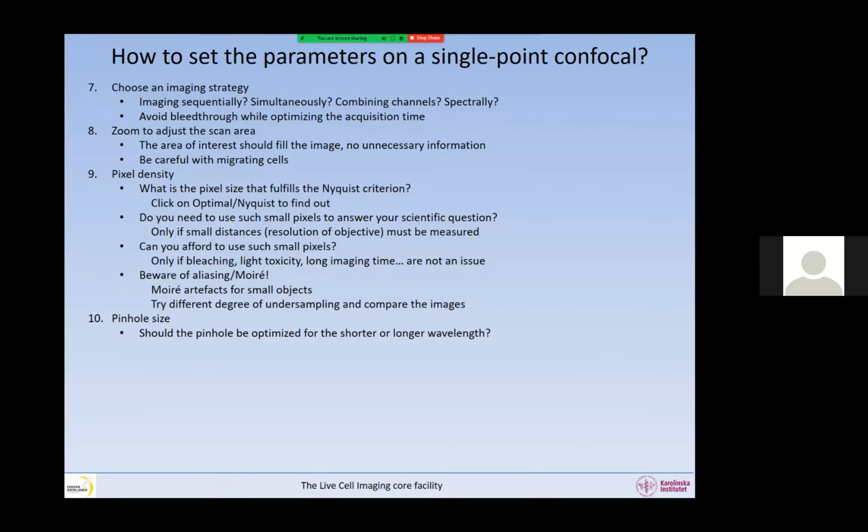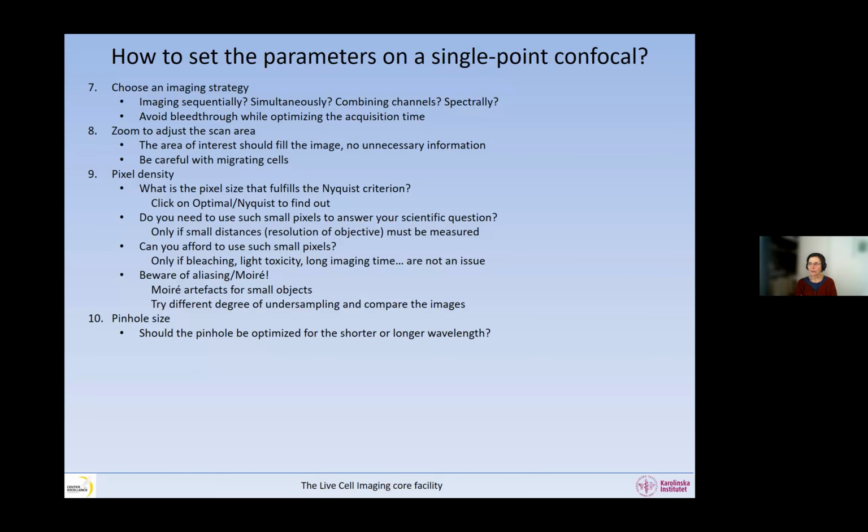But my next question is, once we press it, sometimes it gives you different numbers than what you start with. Exactly. So the right thing to do is to go with whatever we get after pressing the optimal. It all depends on your scientific question.